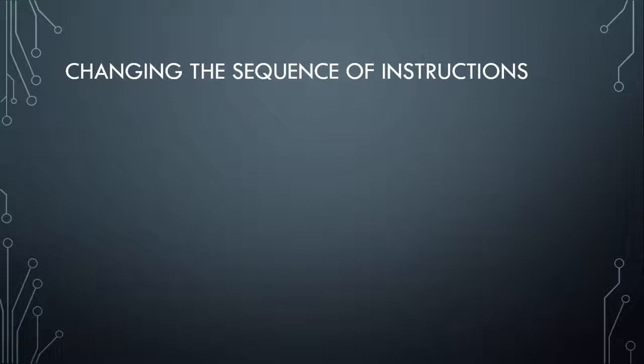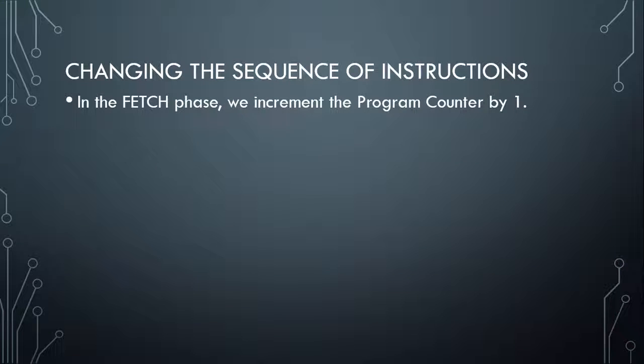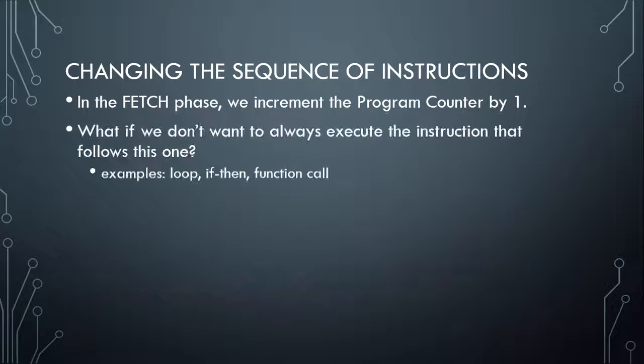All right, now let's talk a little bit about changing that sequence of instructions. In the fetch phase, we increment the program counter by 1. So when we talk about PC, I'm not talking about personal computer. We're talking about program counter. Program counter simply means you're starting this iteration at 0, and each time we go through, we're adding 1 to it. So after so many iterations, we're going to have to do something else.